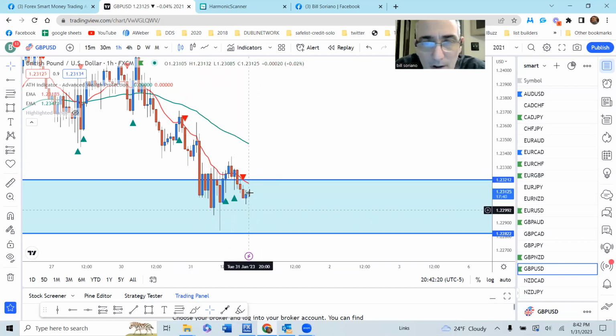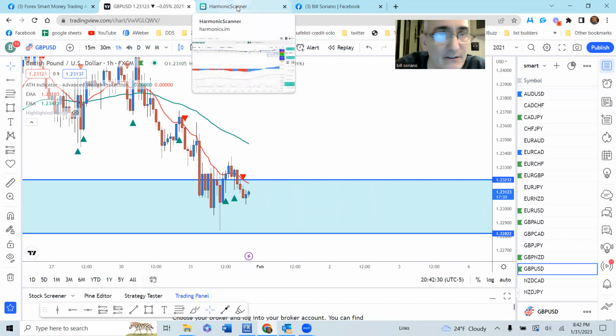So we do have a double bottom. Now, if we get some kind of a bullish candlestick pattern or an ATH in our area here, then we would have a second confirmation to take this trade.